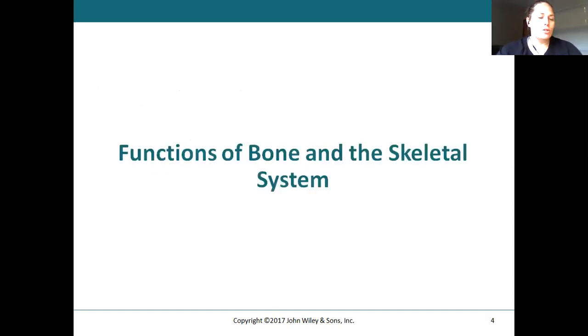Okay, so in terms of this particular lecture, we're going to start by talking about the functions of the bone system. So if you are following along and reading your textbook, recognize that there's a nice introduction about essentially what the functions of bone are and such.